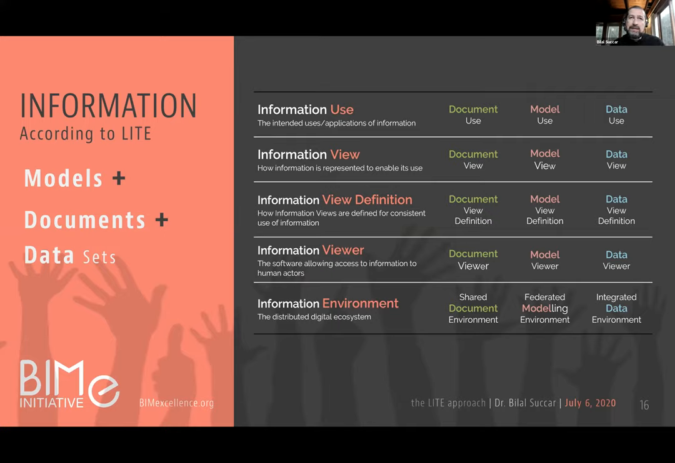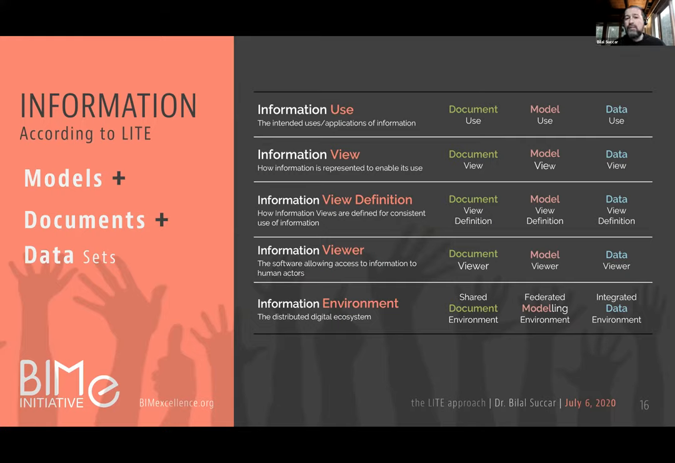So this idea that information is abstract, we need to define it in order to manage it. And the way the LITE framework defines it is by saying it appears to you, and it's very important, it's just how it appears to you. It could appear to you as a model. You could be looking at a 3D model on a screen, but it could embed lots of data. You could be looking at a document which has a 3D image in it, or an interactive 3D PDF, so you have a model within a document, or it could be just a data set. And these are manifestations of information.